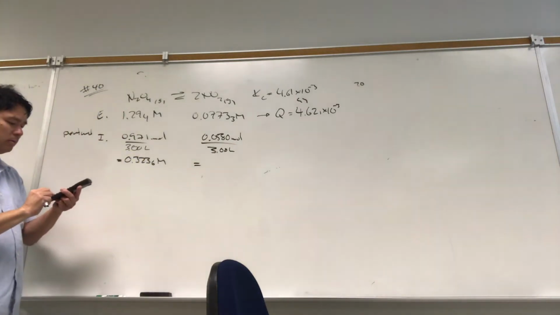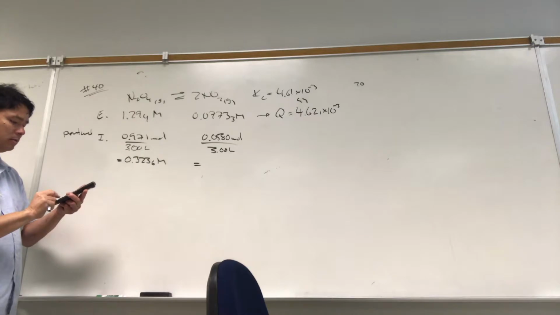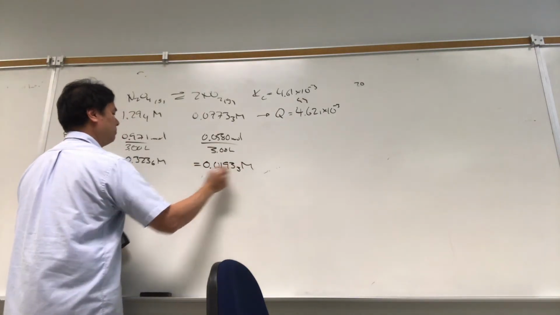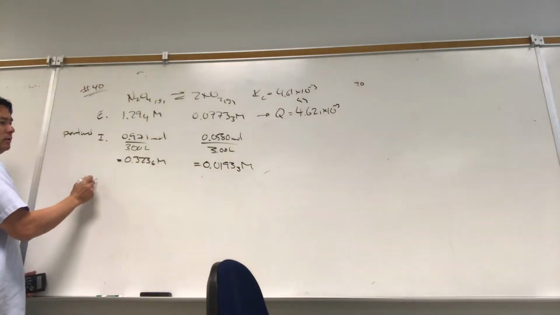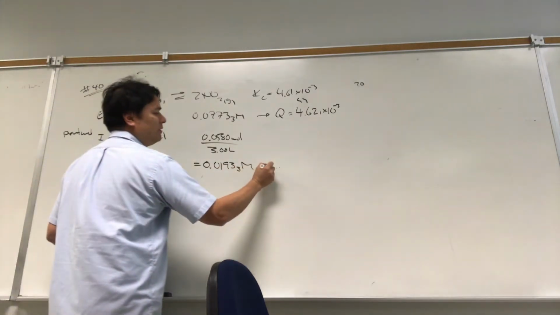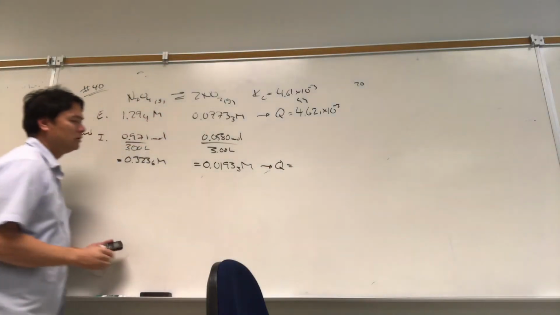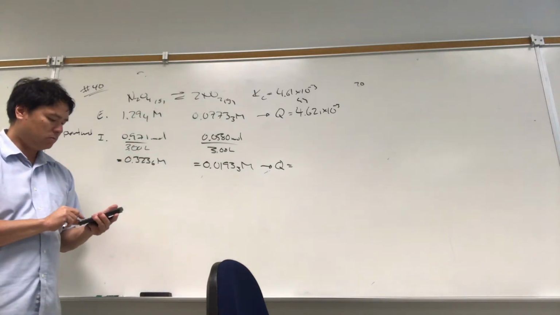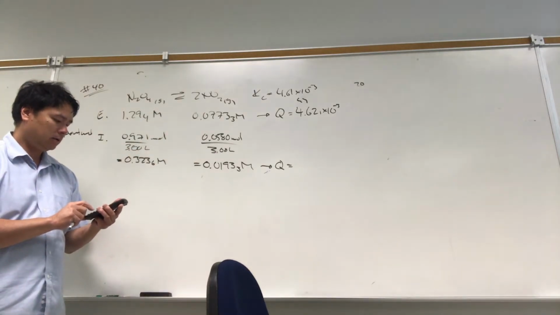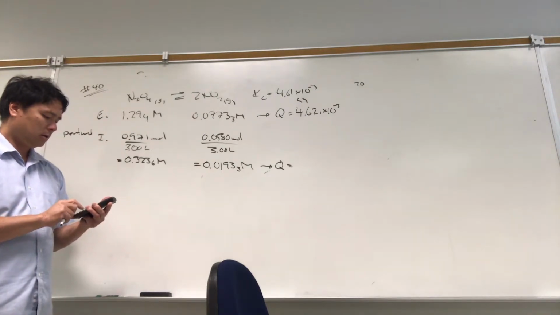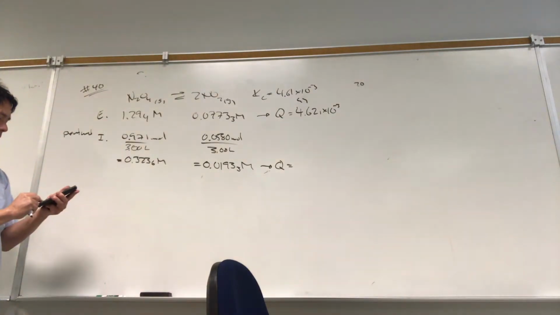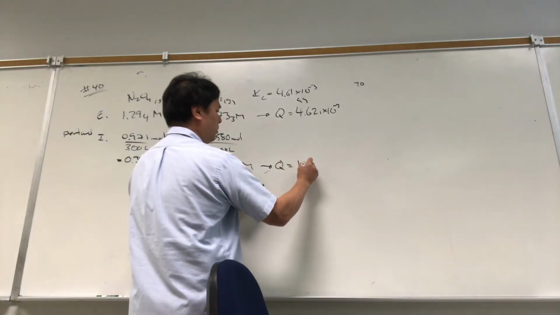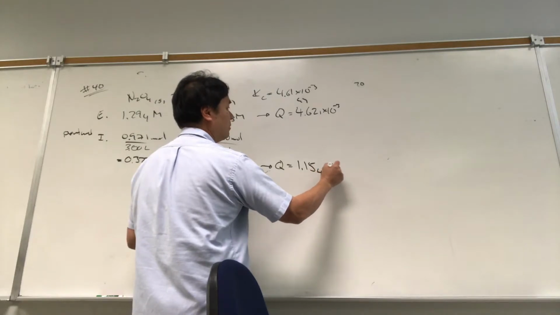And so this is going to give me 0.058 divided by 3, which gives me 0.01933 molar here. And so these are my new concentrations. Now let's check the Q and compare it to the K. And so the Q value is going to be this squared, so 0.01933 squared divided by 0.3236. And I get 1.154 times 10 to the minus 3.